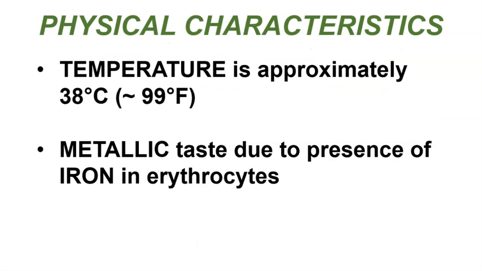The temperature of blood is always a little bit higher than the typical body temperature of 37 degrees Celsius, and we see that blood temperature is usually around 38 degrees Celsius, which corresponds to about 99 degrees Fahrenheit. And this is because the water that is in the blood functions to absorb a lot of heat. And then once it's absorbed that heat, water has a tendency to hold on to that heat really well.